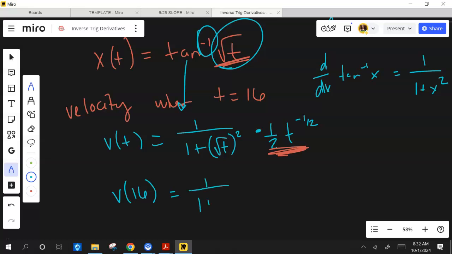So 1 over 1 plus, this is just going to be 16, right? Times 1/2, and then I've got 16 to the negative 1/2. Now the negative 1/2, this one becomes the square root, yes? I mean, negative 1/2. All right, which 1/2? The exponent or what I'm multiplying by? What is the derivative of the square root of x?